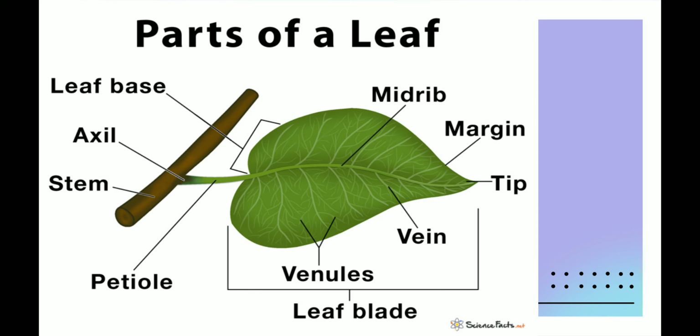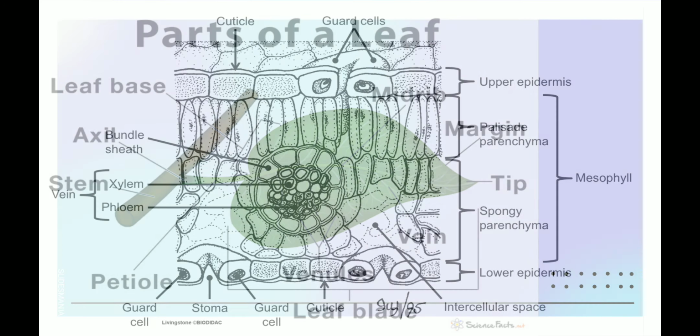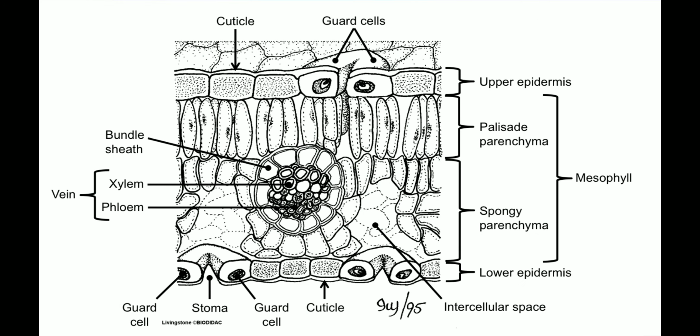So, as you can see here, these are the parts of a leaf. So, we have a leaf base, an axil, a stem, a petiole, venules, the vein, and it is in the leaf blade. And we also have leaf tip, margin, and the midrib. So, in understanding the leaves, the bud, and flower, we must know their parts and discuss their function.